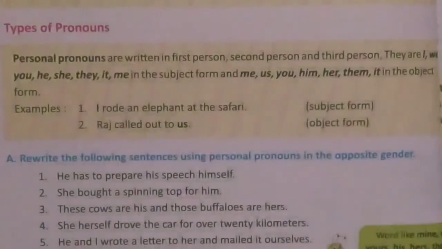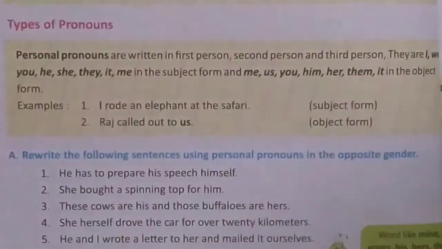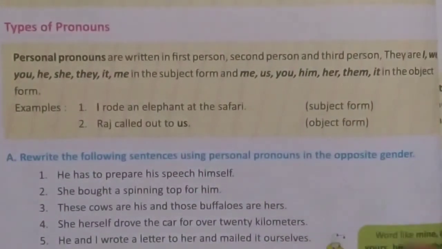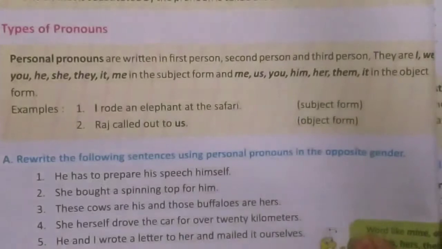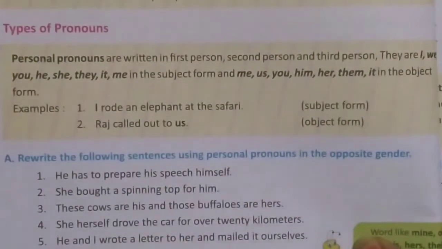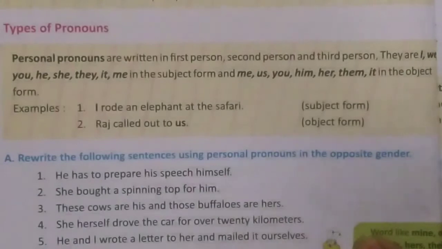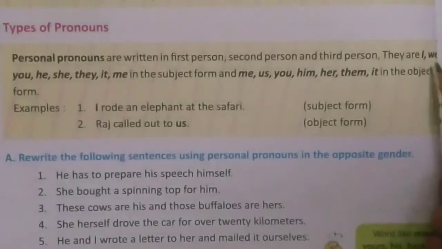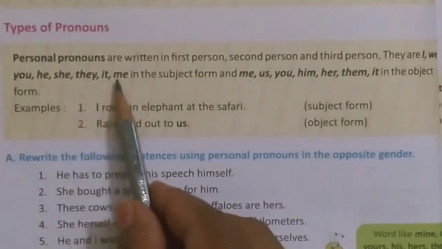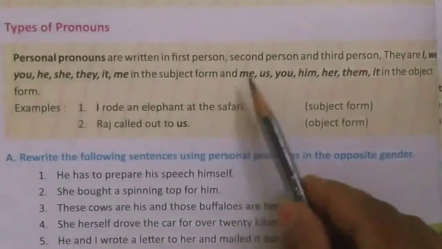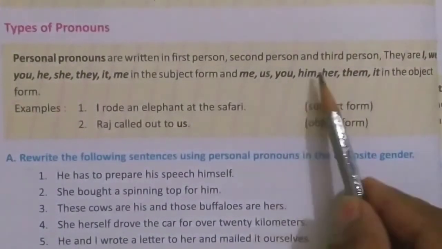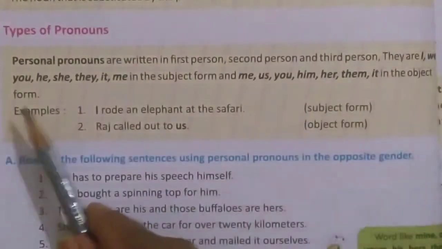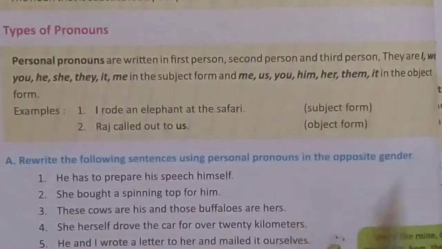So first we learn about personal pronoun. So the personal pronouns are written in first person, second person and third person. They are I, we, you, he, she, they, it and me in the subject form. Means इन सभी सर्वनामों को हम as a subject use करते हैं. And me, us, you, him, her, them, it is in object form. और इन्हें हम object के form में use करते हैं.